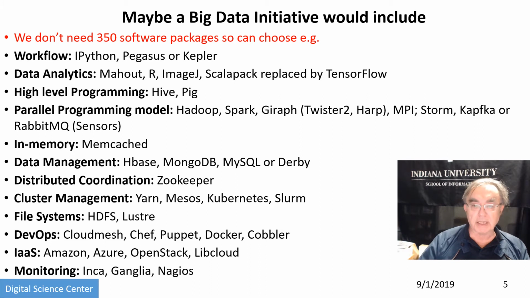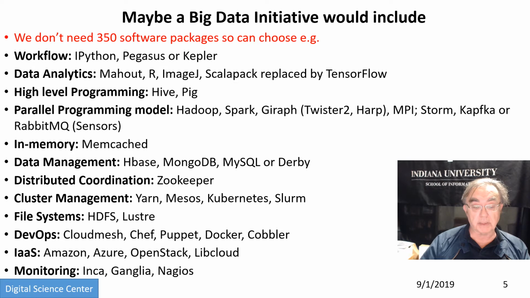So of course you don't actually need 266 because there's some duplication, and if you focus on a particular area, you don't need everything. And here is some selection with monitoring. We do Inca, Ganglia, Nagios. Infrastructure as a service, we have Amazon, Azure, OpenStack, libcloud, the library. Cloud Mesh is our own DevOps tool, but the more important public tools are Chef, Puppet, Docker, Cobbler.